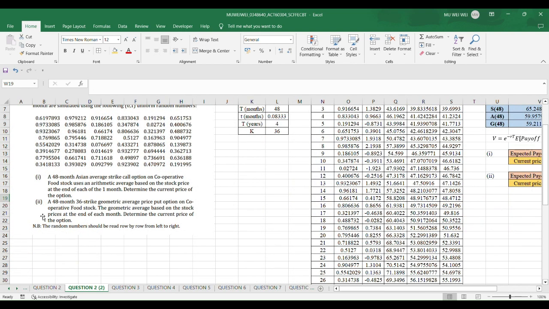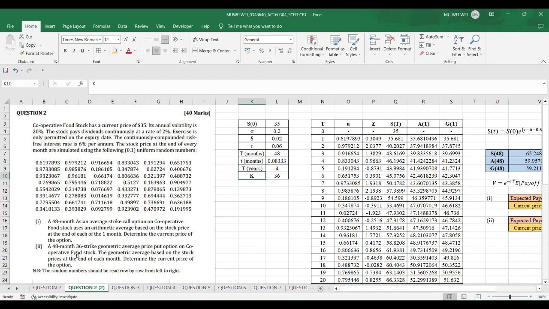For the second part of this question, we are given a 48-month 36-strike geometric average price put option on Cooperative Food stock. The geometric average is based on the stock prices at the end of each month. So we have to determine the current price of the option.